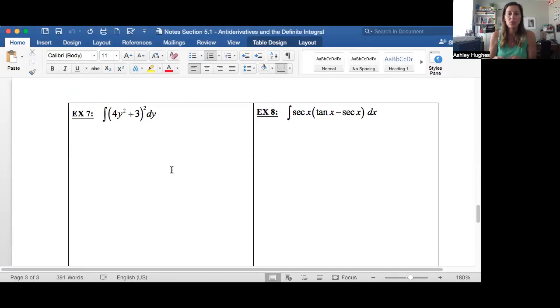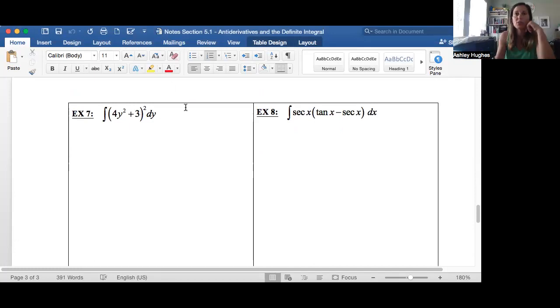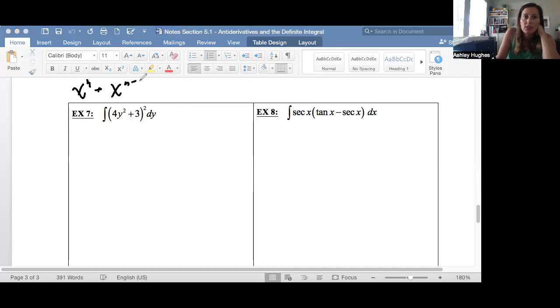This one we're going to multiply it out. You don't know how to do the reverse chain rule yet, and also that one really wouldn't work with this problem. So we're going to simplify it first, because you want it to be just a polynomial before you take the antiderivative.